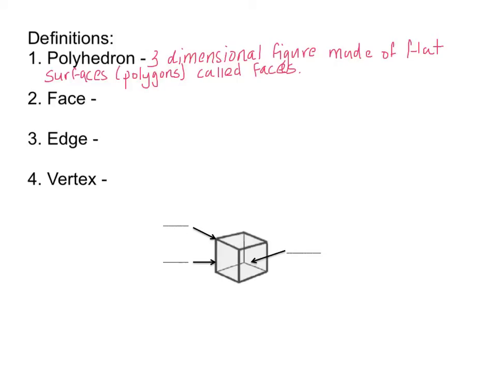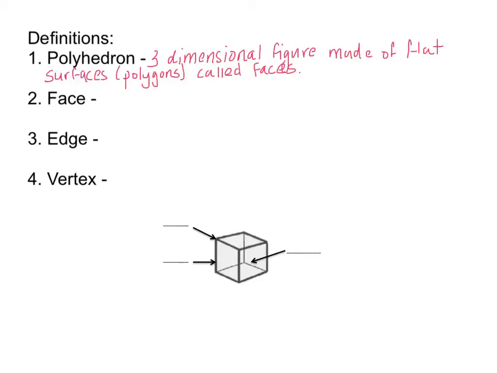Polyhedrons are three-dimensional figures made of flat surfaces. These flat surfaces are polygons, and we call each one of these polygons a face. So a polyhedron must have straight edges, just like a polygon, and it must be a closed figure.